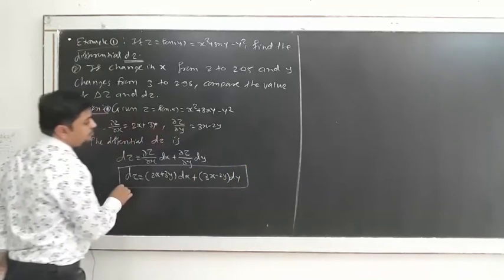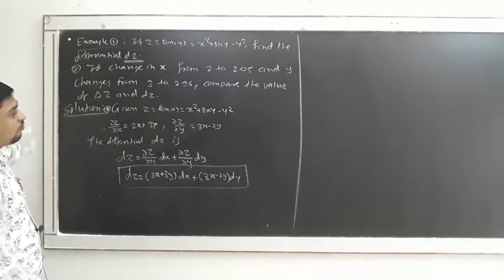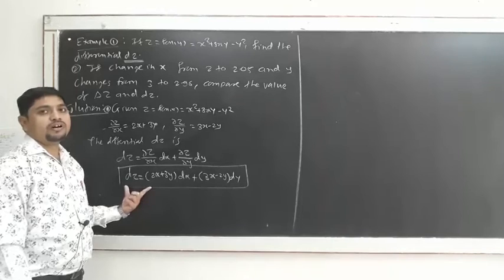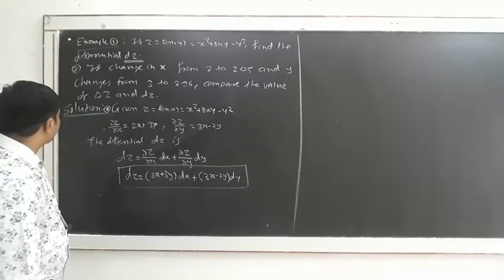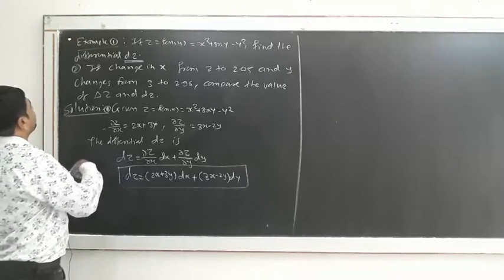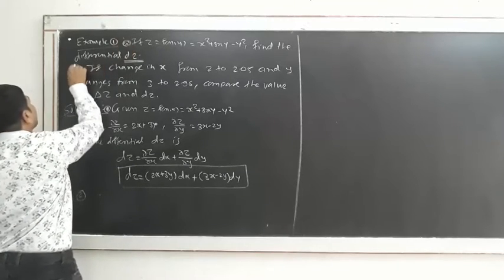Why is it so? Because in the first part we have not been given values of x and y. So this is our required dz for the first part. Now we have to solve the second one, that is problem B. This is first A and this is our B.